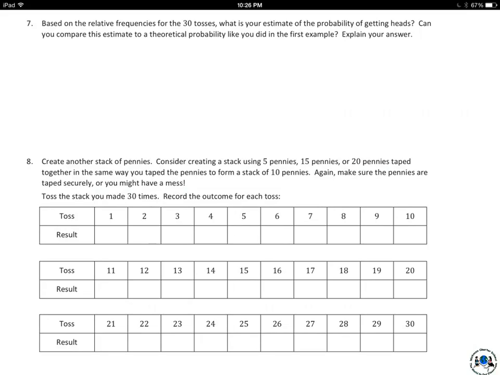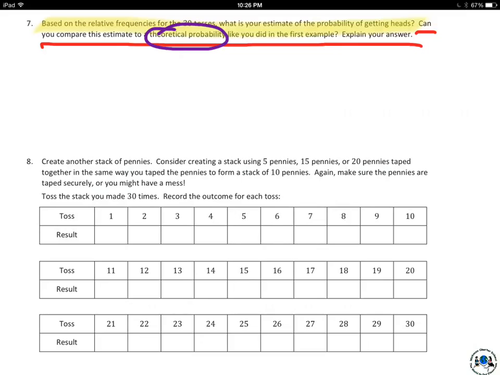All right, so now we're going to continue. Based on the relative frequency of those 30 tosses that you did, again, you're thinking about yourself, what is your estimate of the probability of getting heads? Can you compare this estimate to a theoretical probability like you did in your first example? So think about this. Can you compare with theoretical probability, like we did with the single coin flipping, okay?